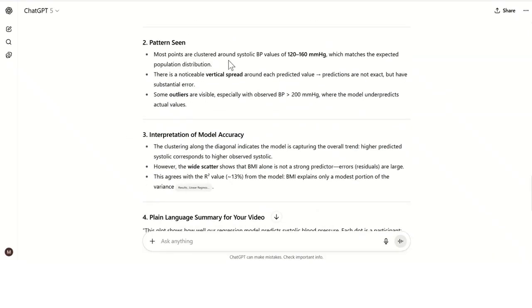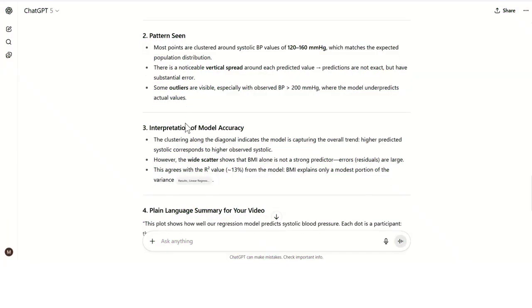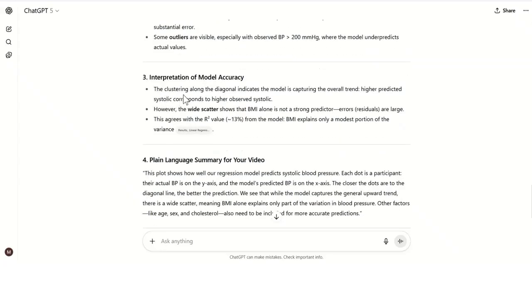Most points are clustered around systolic blood pressure over 120 to 160, which matches the expected population distribution. There is noticeable vertical spread around each predicted value. The predictions are not exact but have substantial errors. Some outliers are visible. Interpretation: the clustering along the diagonal indicates the model is capturing the overall trend. Higher predicted systolic blood pressure corresponds to higher observed systolic blood pressure. However, the wider scatter shows that BMI alone is not a strong predictor. This agrees with the R square of 13%.